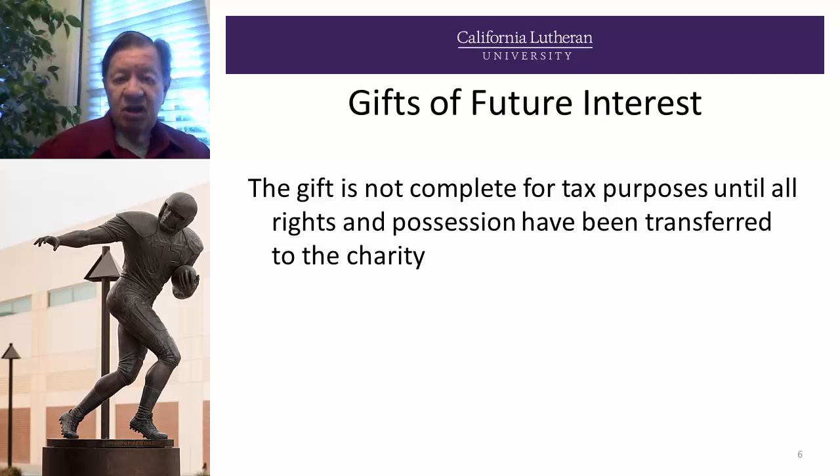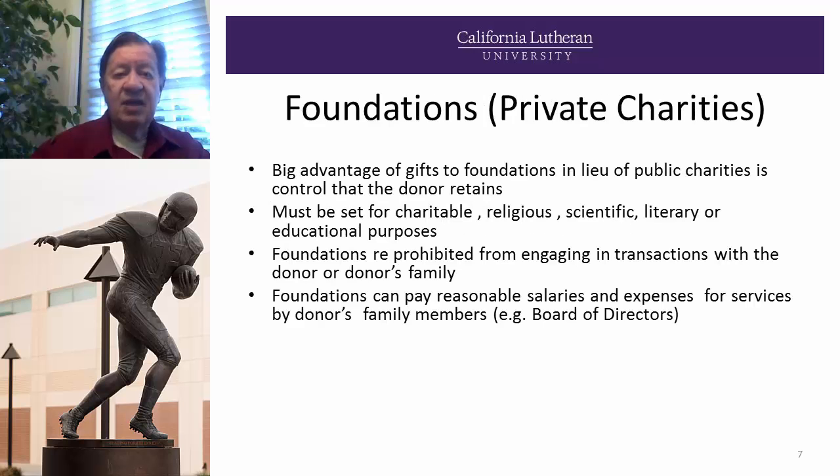And for a uniqueness, unlike income tax, for gifting and gift tax, it is not a complete gift until all rights and possessions have been transferred to the charity. So if I have a situation where I have a present interest for a family member and then it goes to the charity, it is not going to be a gift until they get the full dominion and control, which is after the family member's life estate is over. And that again is different than for income tax.